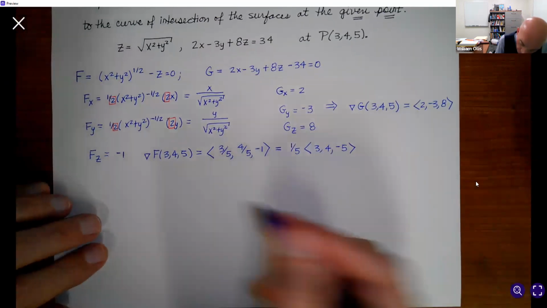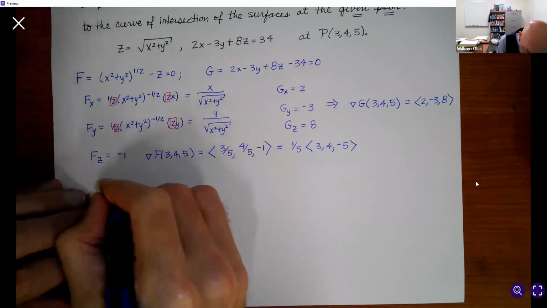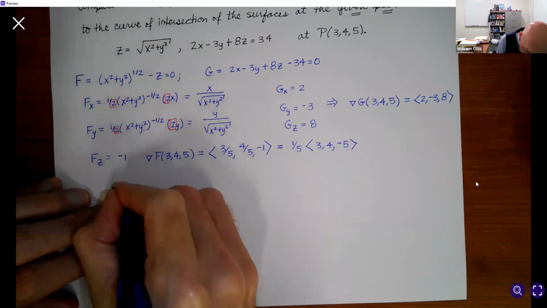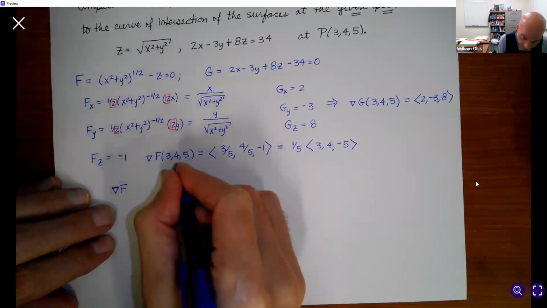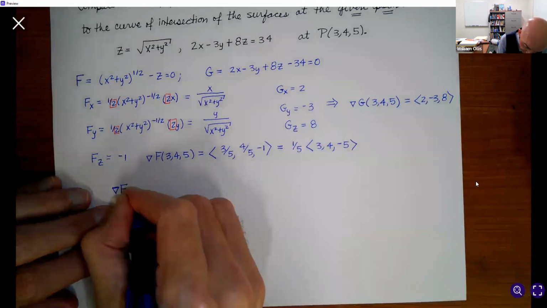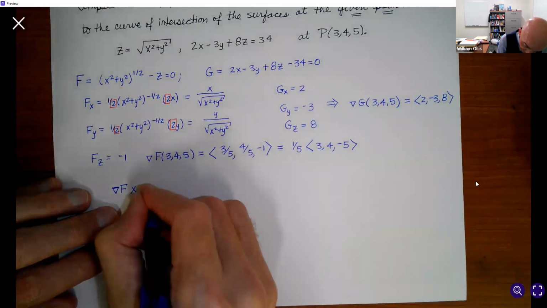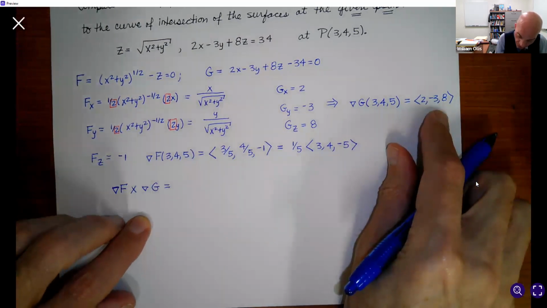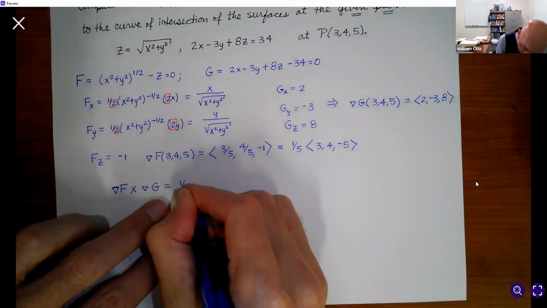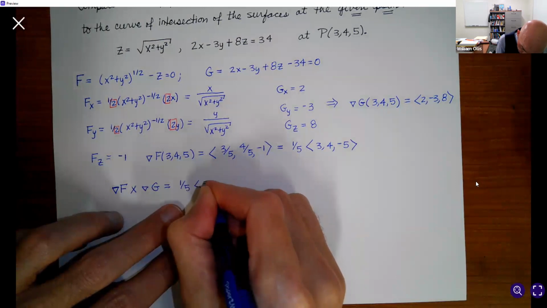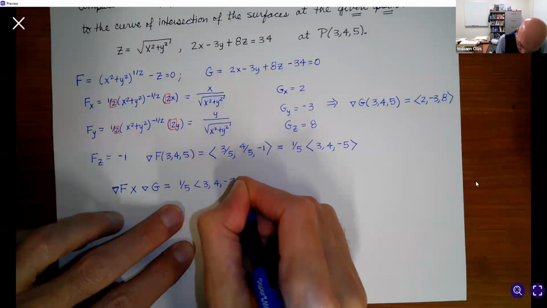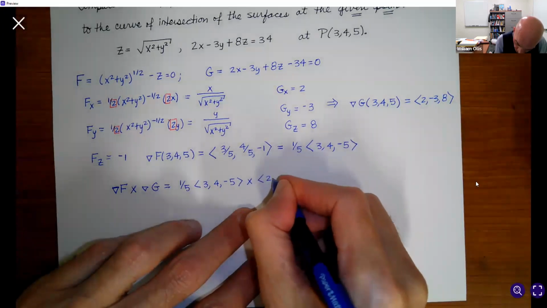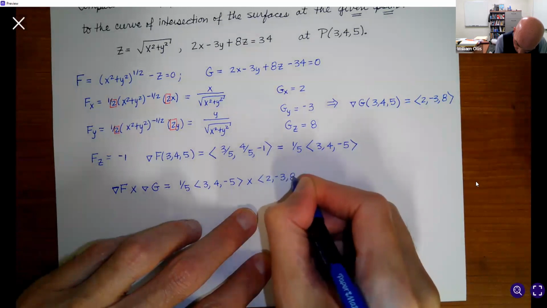So now to get a direction that will be useful to us, we look at the vector product. We're going to take the gradient of f, and I'll leave out the points where we've evaluated it for clarity and to have less to write. By context, we know we're dealing with these vectors. So we've got 1/5, 3, 4, -5, vector product with 2, -3, 8.